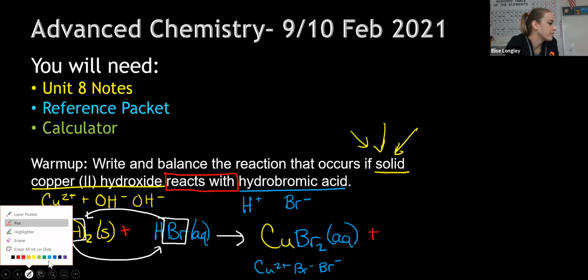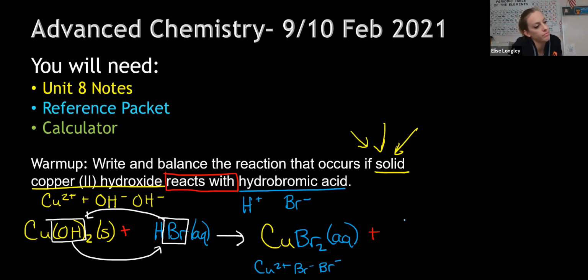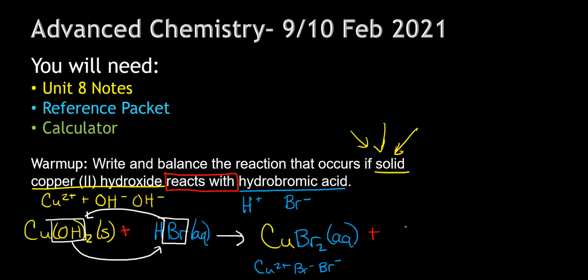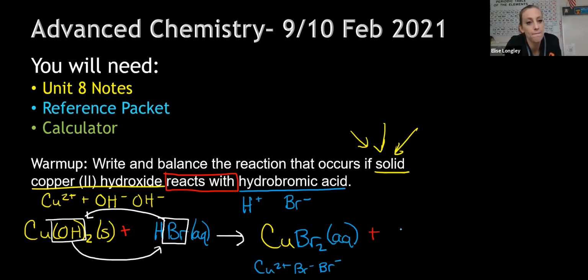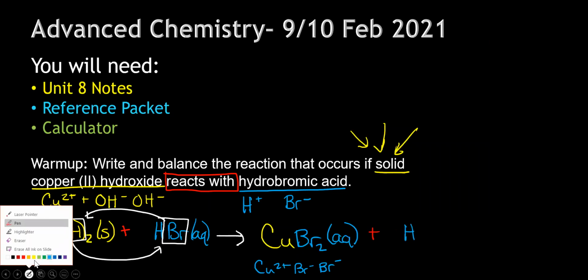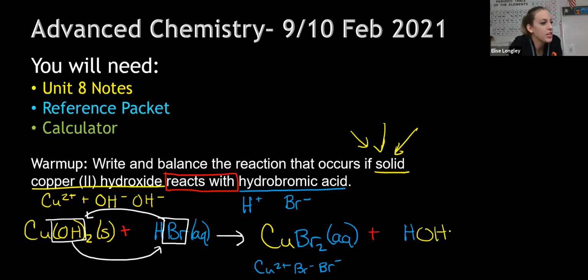What's the other product? Yeah, we have CuBr2 already. What's the other one going to be? Oh, HOH. Yes, it's going to be the H paired with the OH, right? What's the other way we could have written that? Right? These are the same thing. I just wrote it like this to show you that the H is now with the OH, and that's going to be a liquid because that is a compound. Now, we have our reaction.